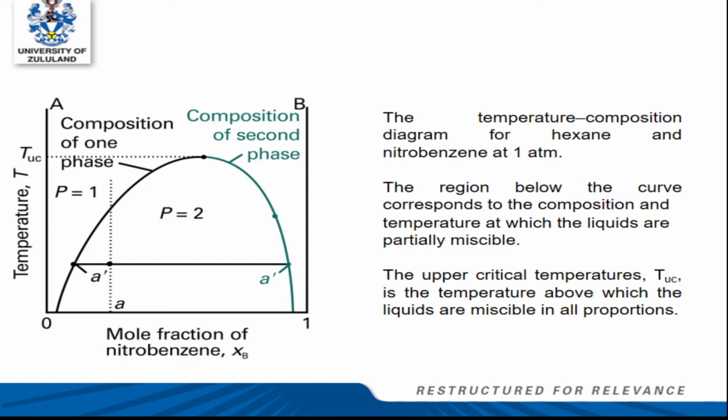So as we can see from the previous slide, as long as you are increasing the temperature, you can see that particular point, the upper critical temperature. At that point, it means that we only have one phase. So both liquid A and liquid B, in this case both the hexane as well as the nitrobenzene, are able to mix.